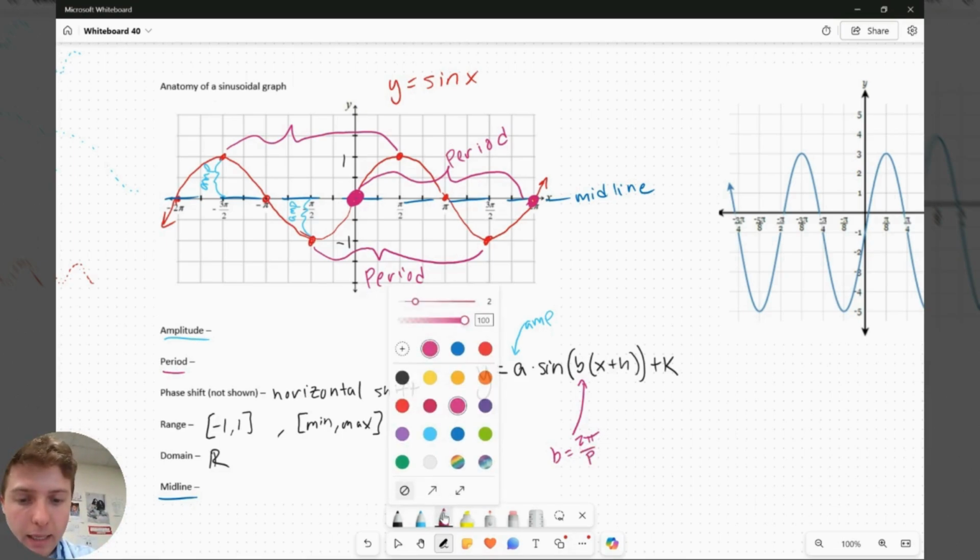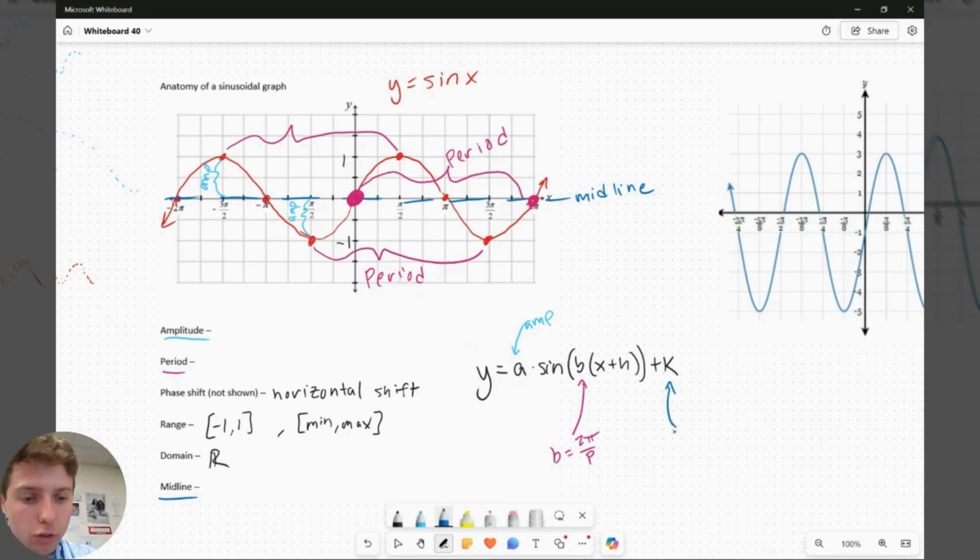The midline then is simply where your vertical translation comes in. This is the same thing as the midline. And then we did see our phase shift is the H, that is the horizontal translation, horizontal shift. Okay, that is breaking down these functions.